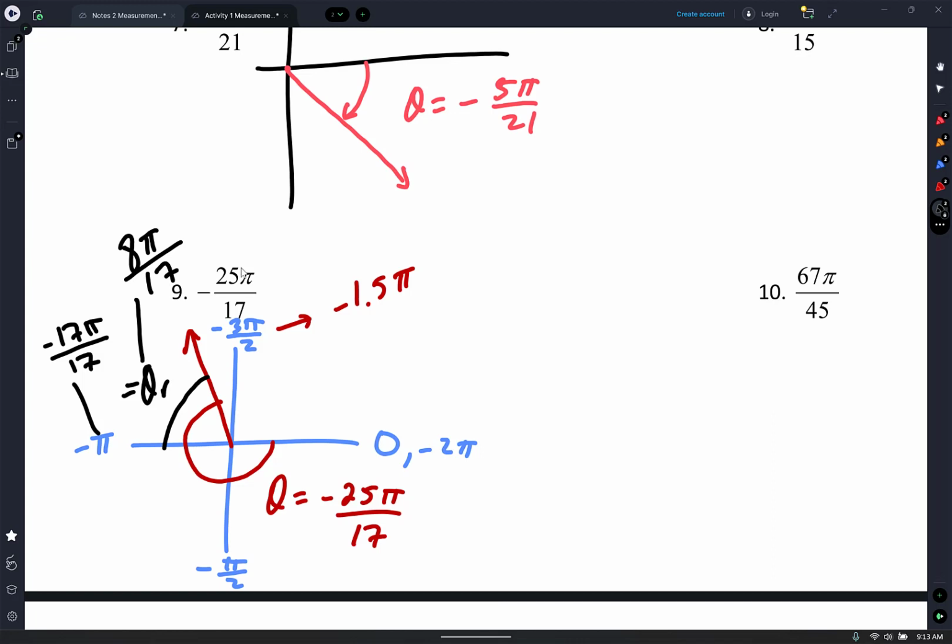Yeah, 8 pi over 17 is smaller than 9. It's always with respect to the x-axis. Oh, okay. That's why I'm confused. I thought that was... You're good? Yeah, ask. Let's ask. I want you to ask.